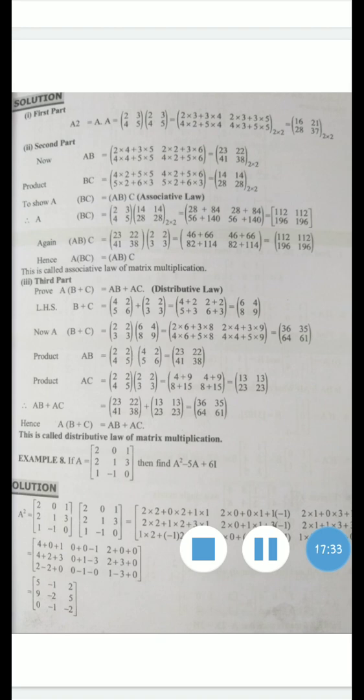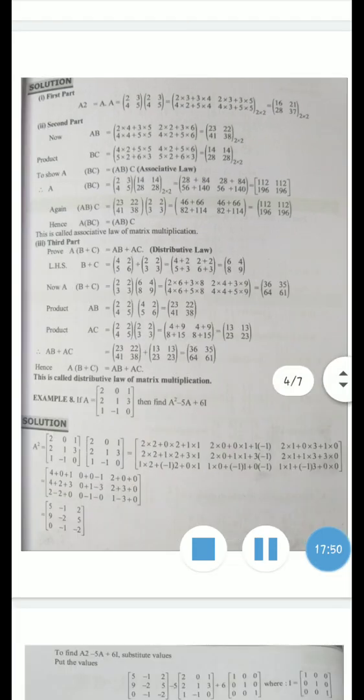Next is example number 8. If A is equal to this, then find A square minus 5A plus 6I. So always remember, we can find integral powers of a matrix if and only if it is a square matrix. Because if it is not a square matrix, say it is of order 2 by 3, then you cannot multiply a matrix of order 2 by 3 with a matrix of order 2 by 3, because the number of rows will not be equal to the number of columns. So integral powers can be found only in the case of square matrices.